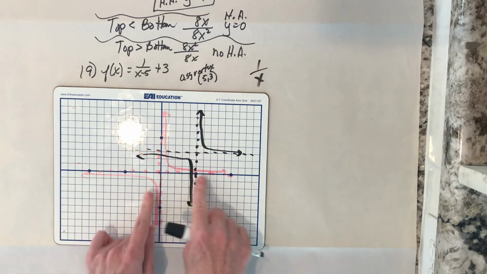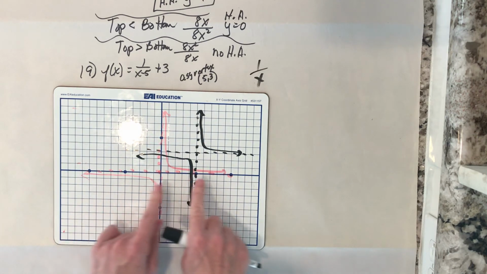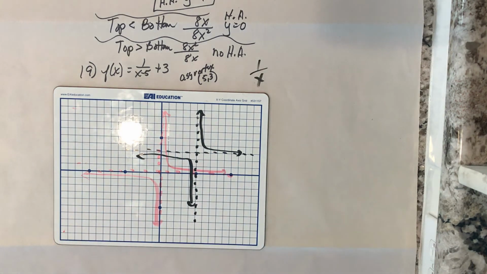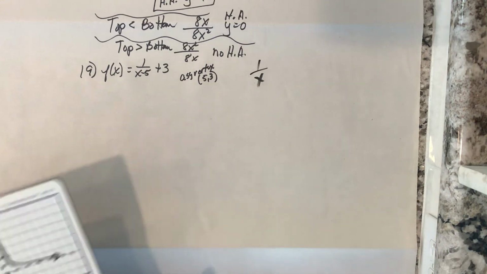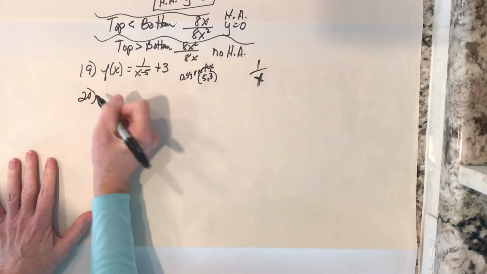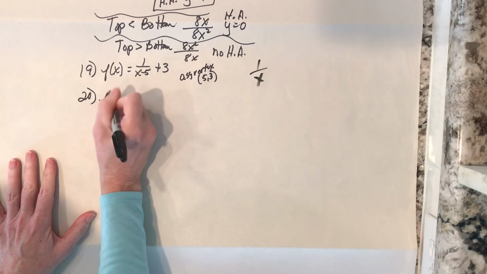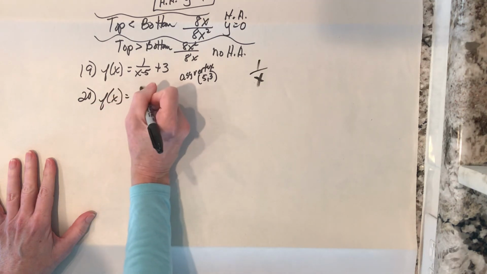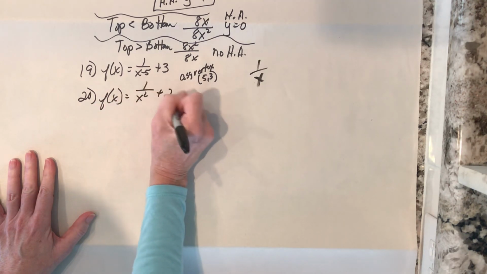So these two red ones are the parent. They're going to shift over 5 and up 3. And that's what we're doing with number 19. You're matching on that one, and that's it. Number 20, new problem. The problem that is listed on your practice sheet, your review sheet that you might have pulled offline, is not the one I'm using for your test.